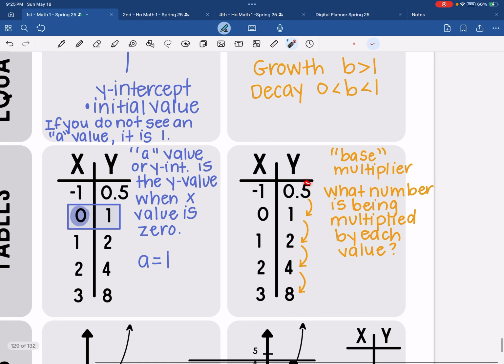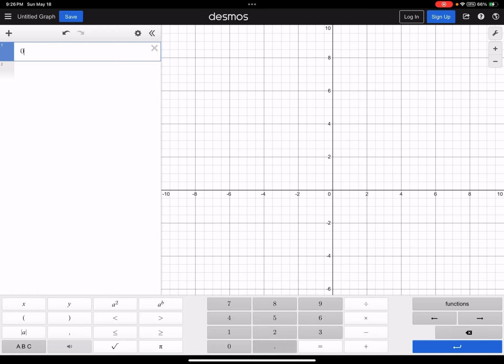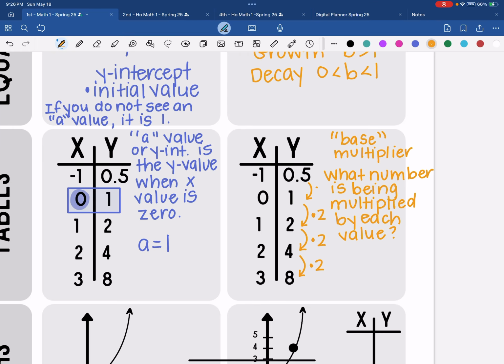Now, a lot of times students say, I don't know what I need to multiply by to get from 0.5 to 1. Well, that's okay. Go to the next one. 1 to 2 means we're multiplying by 2. 2 to 4, we're multiplying by 2. 4 to 8, we're multiplying by 2. And you can always go to Desmos and check: 0.5 times 2 is, in fact, giving me a value of 1. So my base is my multiplication number, my multiplier. So my base is 2.